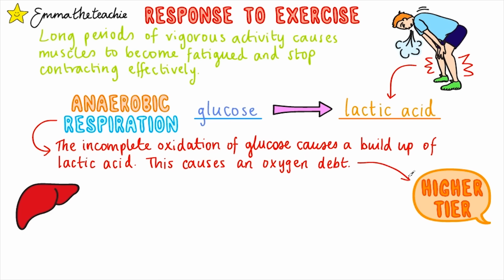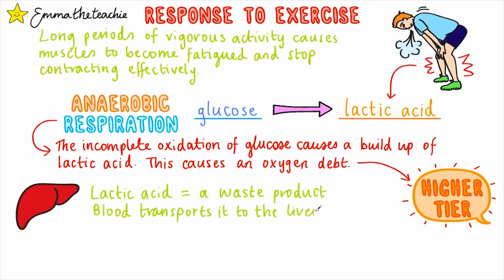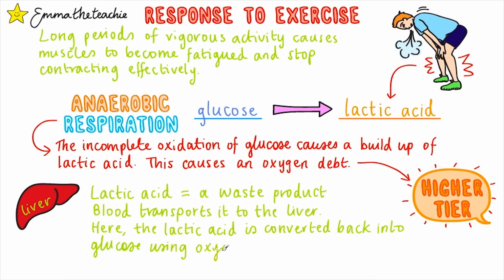The explanation of oxygen debt is higher tier content, so if you're studying foundation, feel free to skip ahead to the questions. Okay, lactic acid is a waste product that the body needs to remove. It isn't a gas, so it can't just be breathed out like carbon dioxide. Instead, blood flowing through the muscles will pick it up and transport it to the liver. Once there, the lactic acid is converted back into glucose using oxygen.